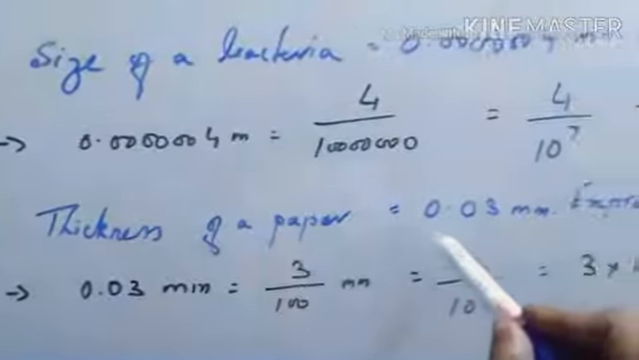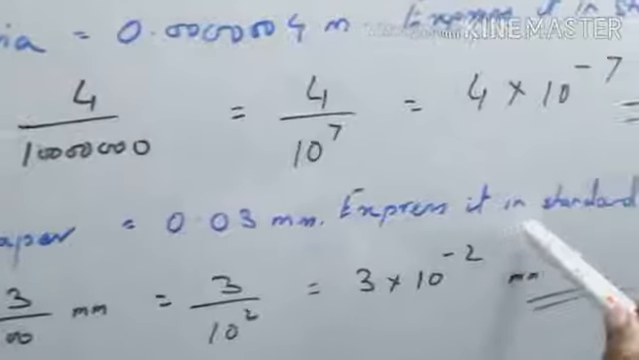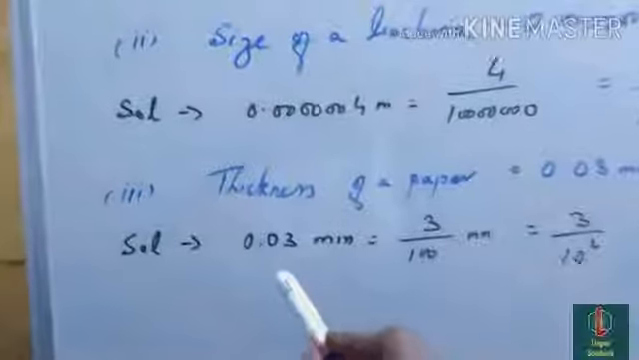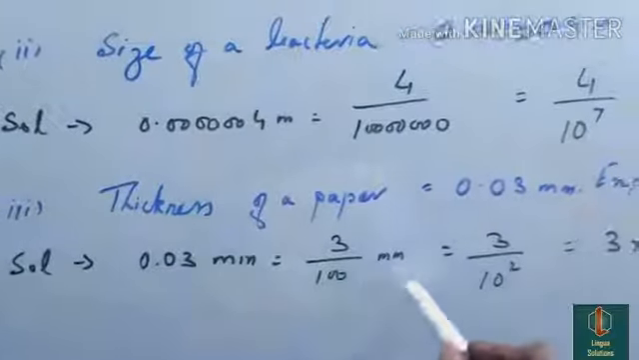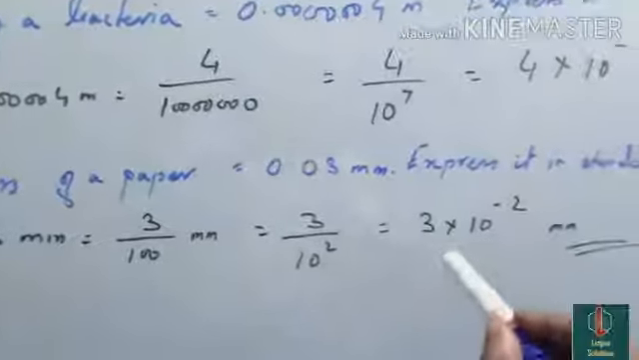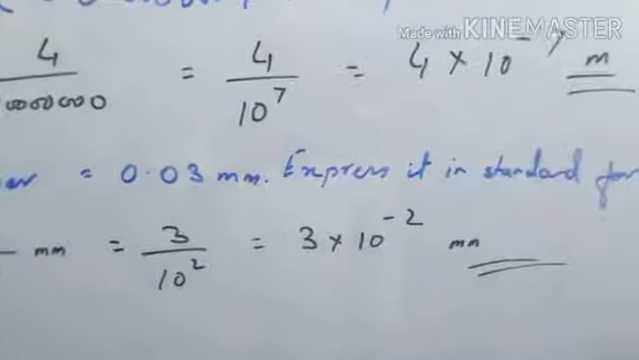Thickness of a paper is equal to 0.03 mm. Express it in a standard form. Solution: 0.03 mm is equal to 3 by 100 mm is equal to 3 by 10 square is equal to 3 into 10 to the power minus 2 mm. This is the answer.